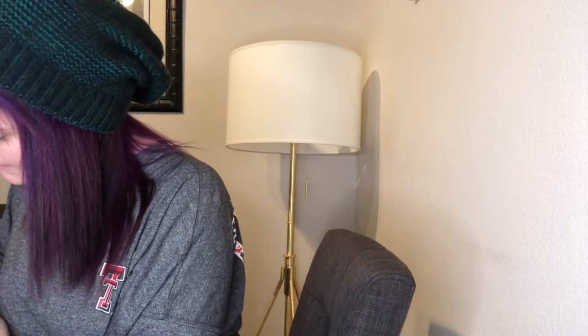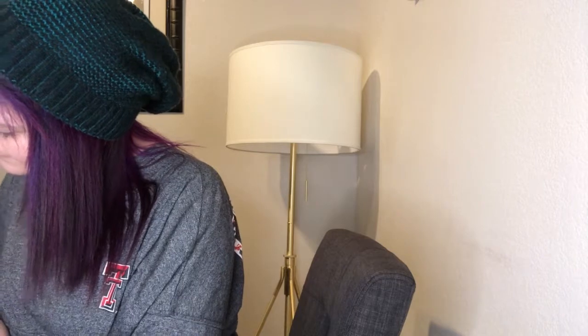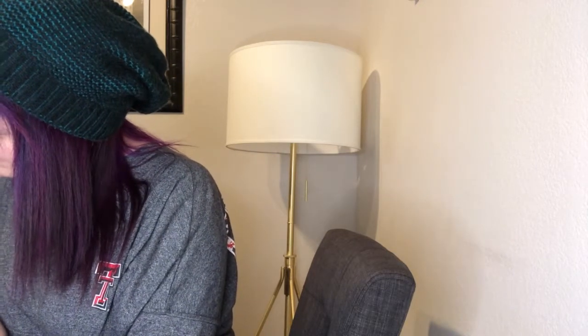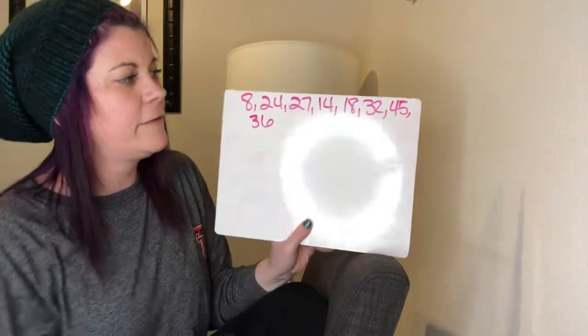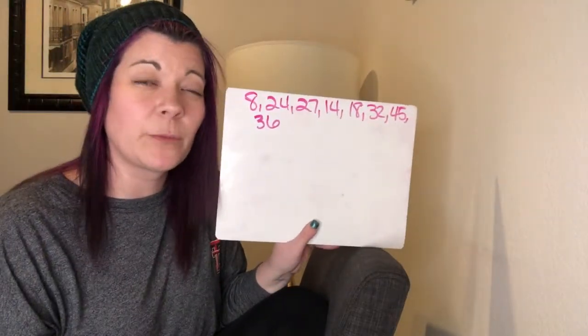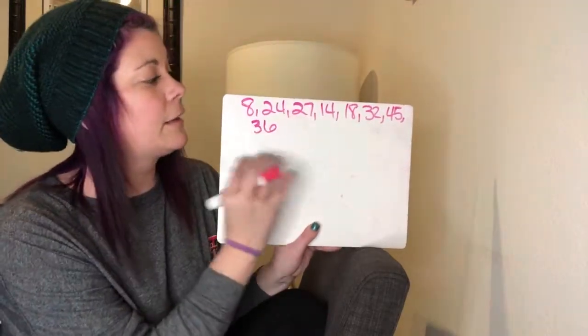So your first step when given a group of data, so let's say I give a group of data: 8, 24, 27, 14, 18, 32, 45, and 36. So this is my group of data, and I have all these numbers. The first step to drawing a box and whisker plot is listing these from least to greatest. So I'm gonna erase this group, and I'm gonna list these numbers from least to greatest. So that's your first step.